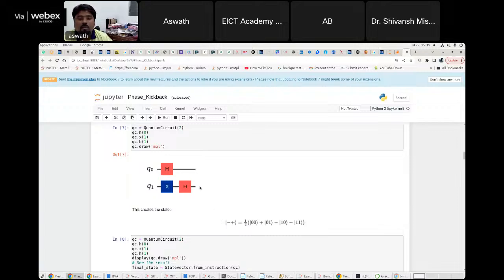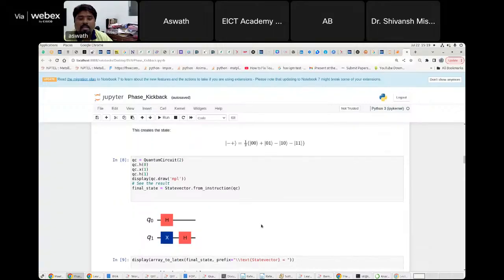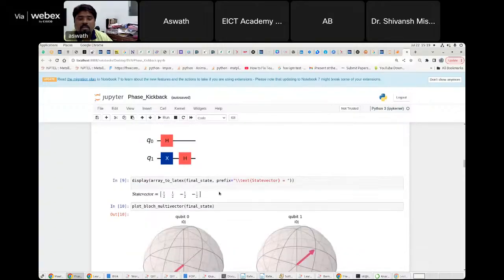Now a C0 gate is here. What is going into the C0 gate? If I write it explicitly, this is what is going into the C0 gate. A minus multiplied by plus gives me this kind of a thing. We have seen this while deriving. Now let's add a C0 gate.